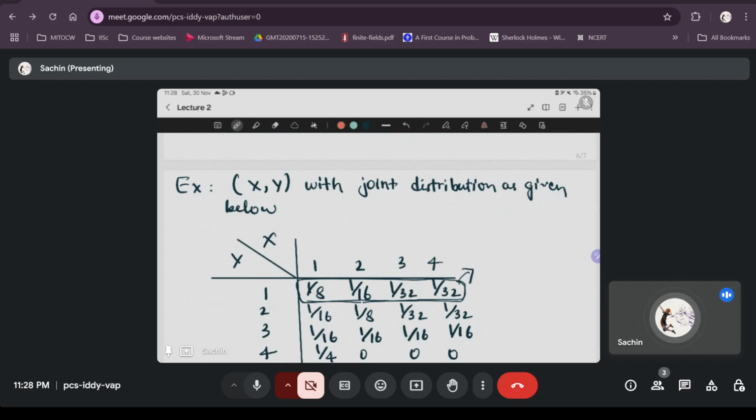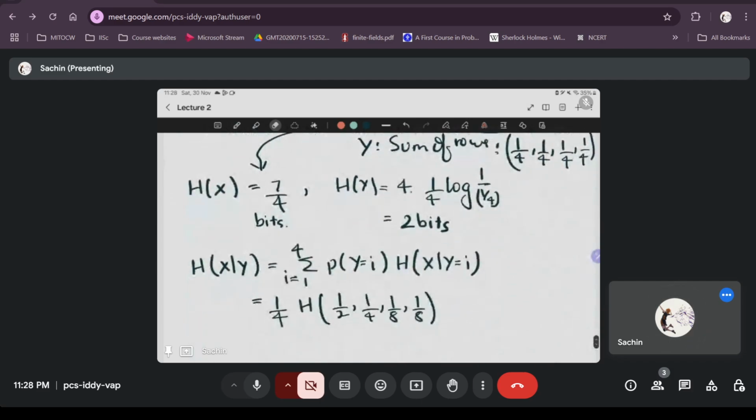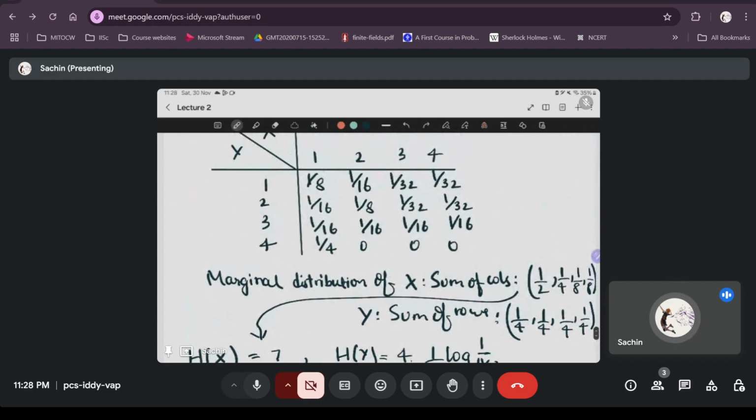So here the sum is 1 over 32 plus 1 over 32 is 1 over 16, plus 1 over 16 will be 1 over 8, plus 1 over 8 is 1 over 4. So the sum of all the probabilities in this row is 1 over 4. So if you divide all the terms by 1 over 4, the sum will become 1, right? You will get the distribution half, 1 over 4, 1 over 8, 1 over 8. That will be exactly the distribution of x given y is equal to 1.